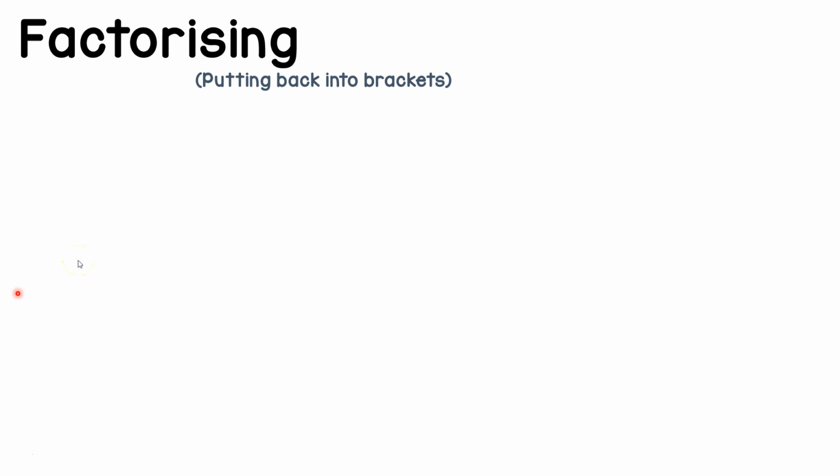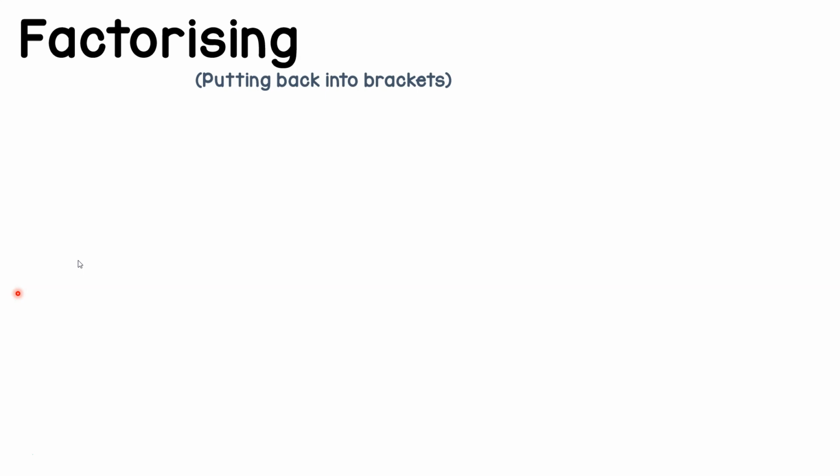Alright, so today we are looking at factorising. Factorising is where you're putting something back into brackets. It's the opposite of expanding, essentially. If you've already looked at expanding, this is just working in the reverse order. We're going to find something to pull outside and then put the rest back inside brackets.